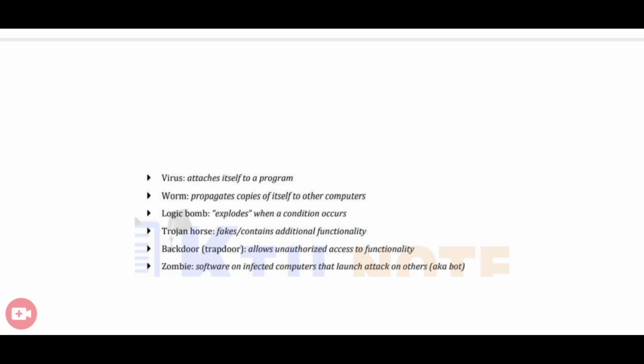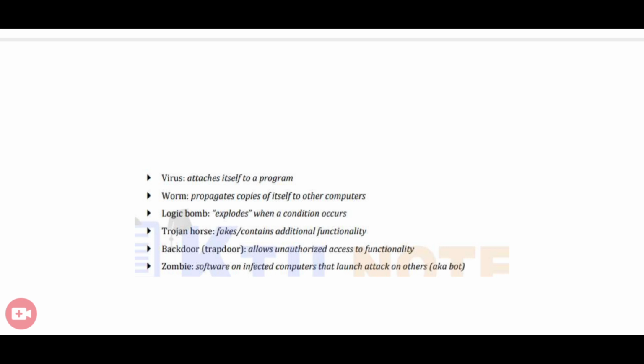Viruses attach themselves to a program, and worms propagate copies of themselves to other computers. A logic bomb is a type of bomb. It explodes when a condition occurs and affects the system. A Trojan horse is actually fake software, or contains additional functionality. A backdoor or trapdoor allows unauthorized access to functionality. A zombie is software on infected computers that launches attacks on others. So these are the categories, or types, of malicious software.